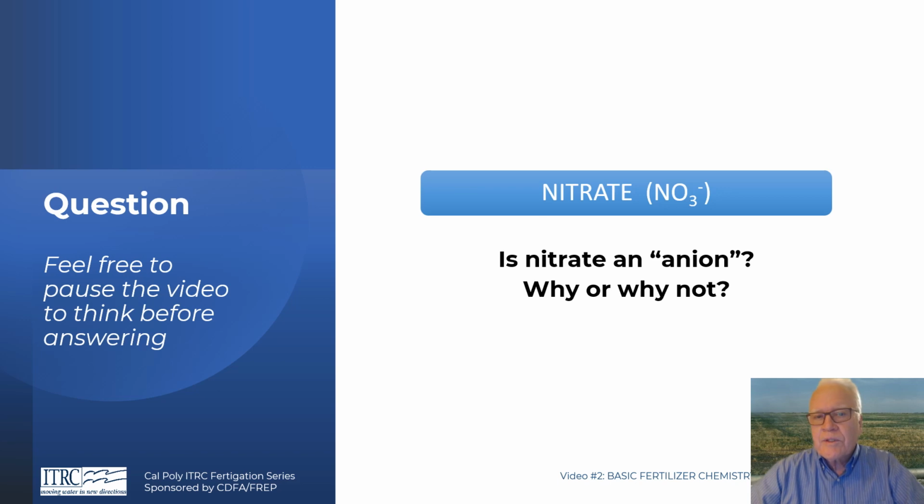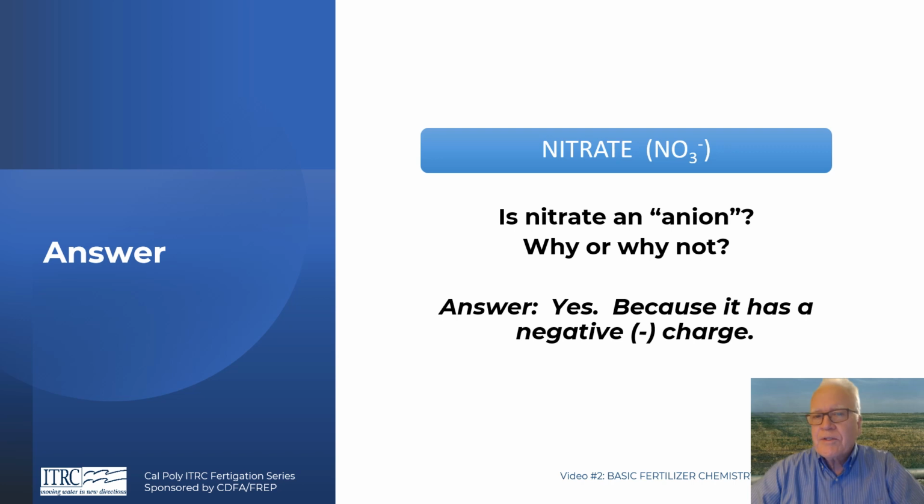Next question, of course, is nitrate, NO3 with a negative sign there. Is it an anion or a cation? And how do you know the difference? The answer is that nitrate is an anion because it has a negative charge. That's the definition of an anion. It's a charged particle and the charge is negative.